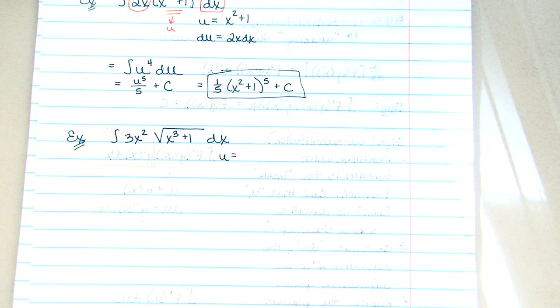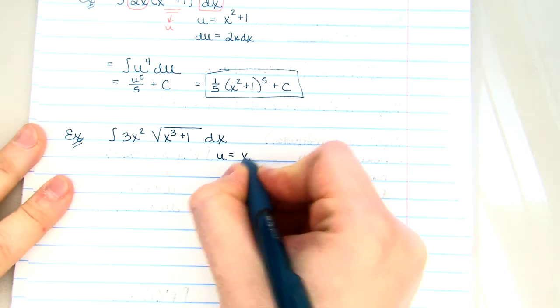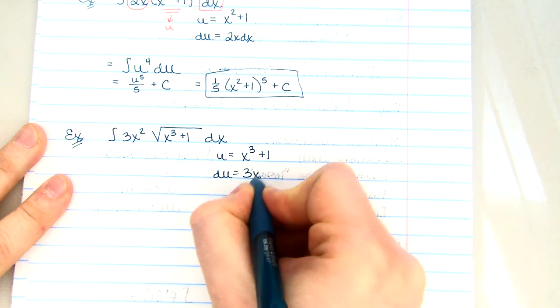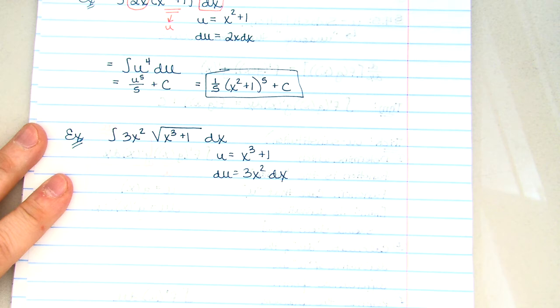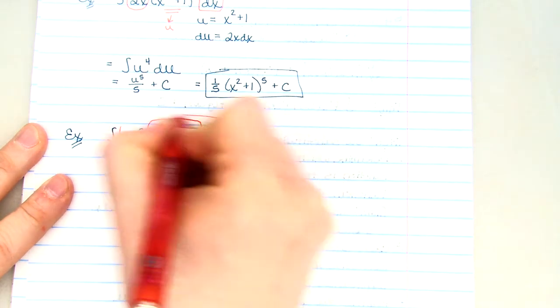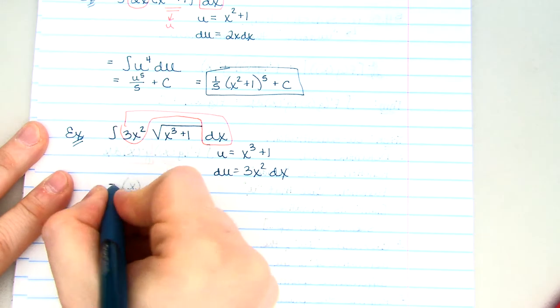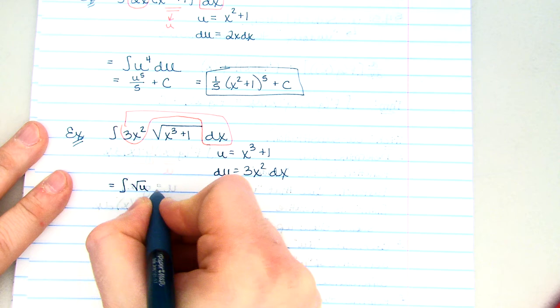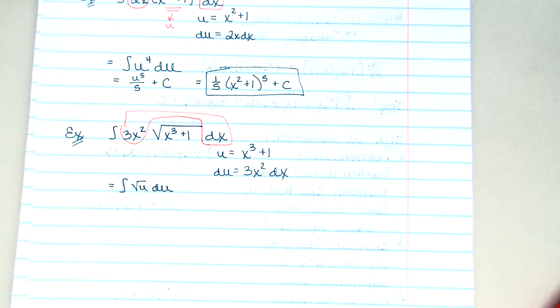Hands to tell me what u is? X cubed plus 1. Okay, Kevin, what's du? Did that show up in the problem? Of course it did. That was really nice and convenient. So we can do something like this. And I think now this becomes the integral of the square root of u du.